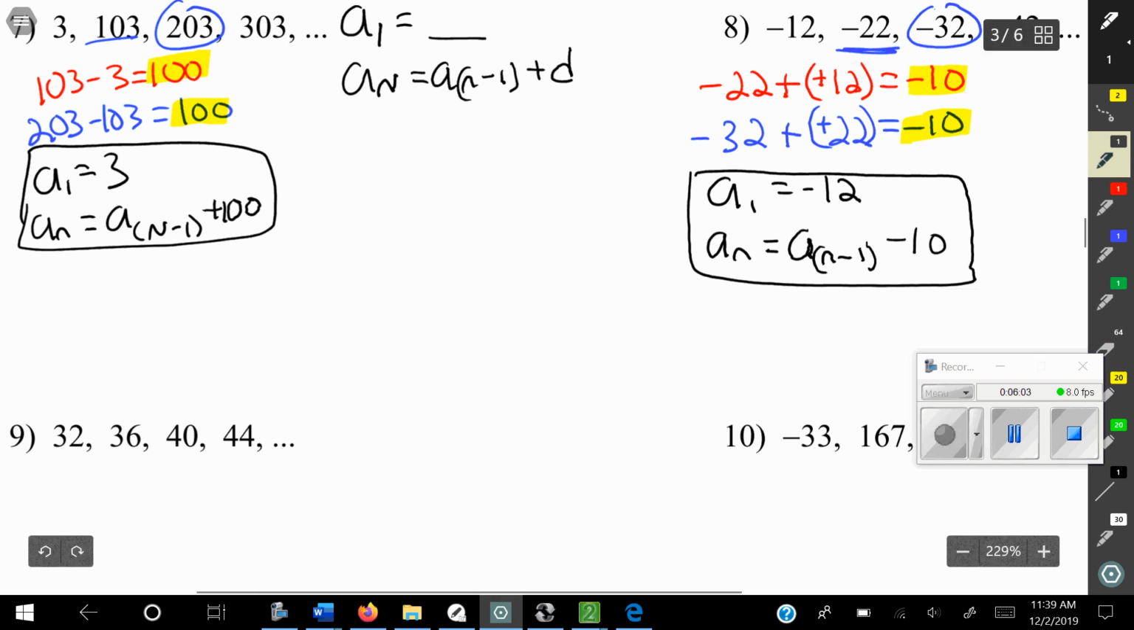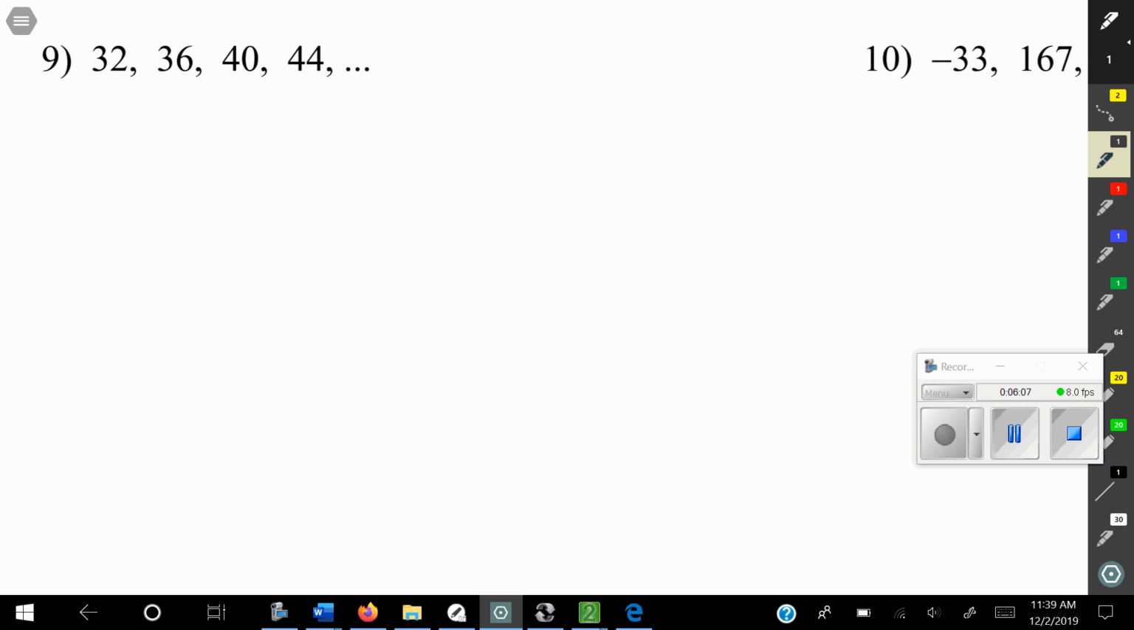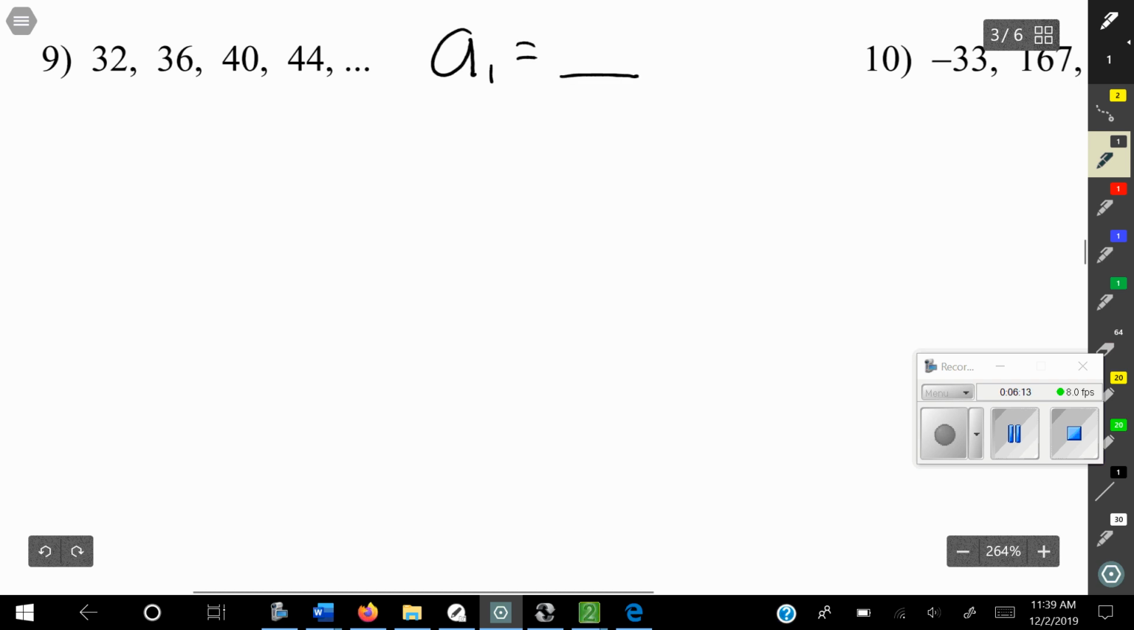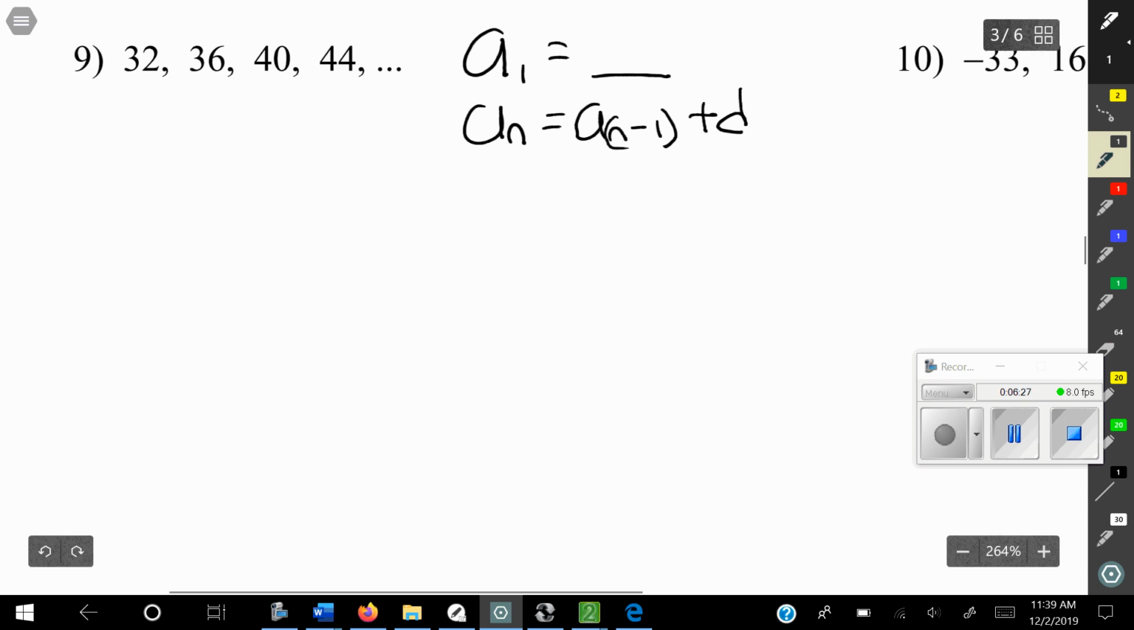All right, let's take a look at number 9. So remember, the thing we need to find is our first term, a sub 1. What does that equal? And then we're going to plug it into this formula. A sub n is equal to a sub n minus 1 plus the common difference. So as you can tell, all of these are arithmetic sequences, but I'm going to test to make sure that they are.